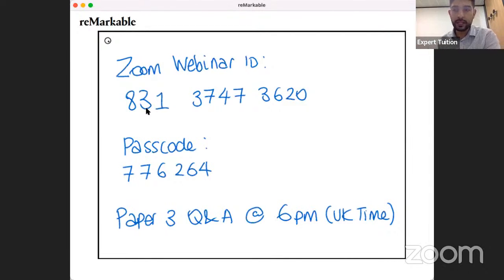In other words, you're going to be sitting and writing 2 25 markers, 2 12 markers, 2 8 markers, and 2 5 markers in the 2 hours that you have. So it is extremely time pressured.